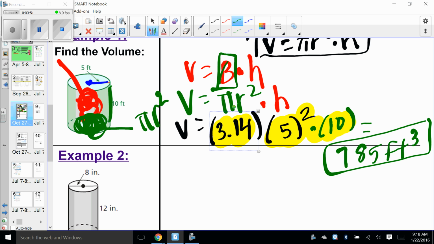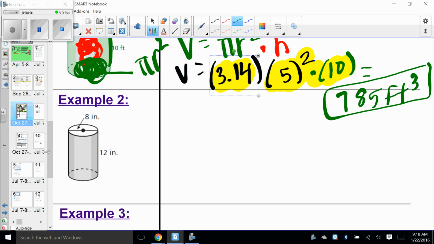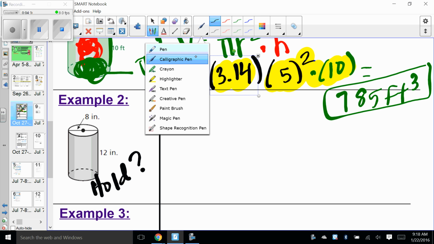All right, guys, so now example 2. Example 2 is another cylinder. Looks a little bit different because it's given the diameter. So we'll talk about what that looks like in just a second here. So wanting to know how much does it hold? So we're going to start with that same volume formula.